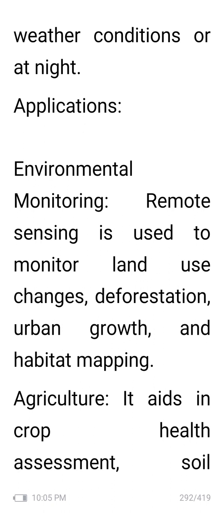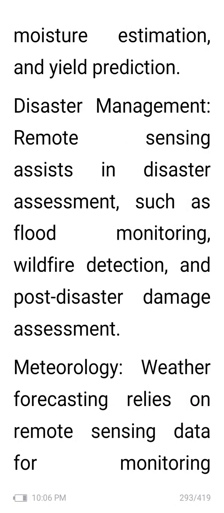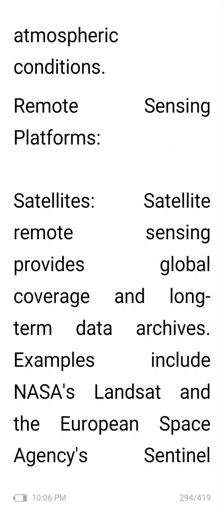So, applications. Environmental monitoring. Remote sensing is used to monitor land use changes, deforestation, urban growth, and habitat mapping. Agriculture, it aids in crop health assessment, soil moisture estimation, and yield prediction. Then disaster management. Remote sensing assists in disaster management such as flood monitoring, wildfire detection, and post-disaster damage assessment. Then meteorology, weather forecasting relies on remote sensing data for monitoring atmospheric conditions.